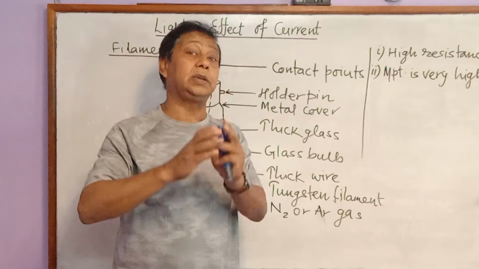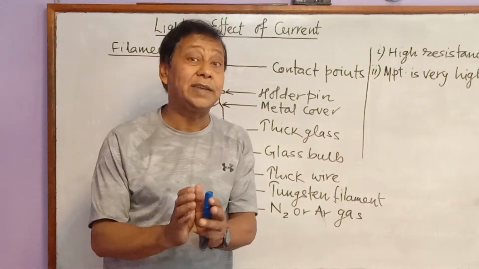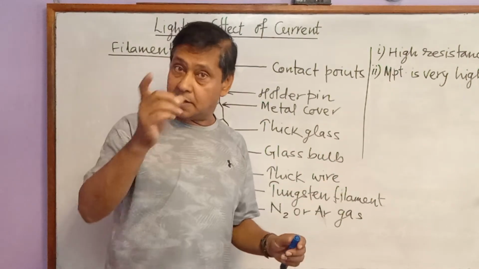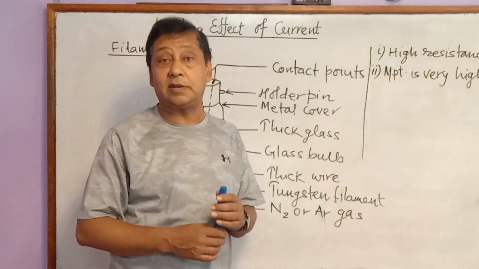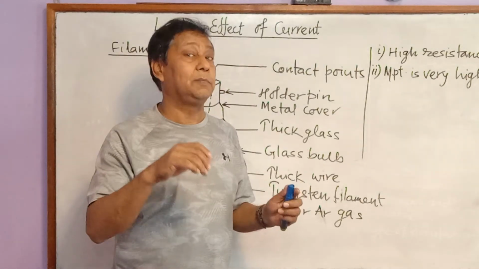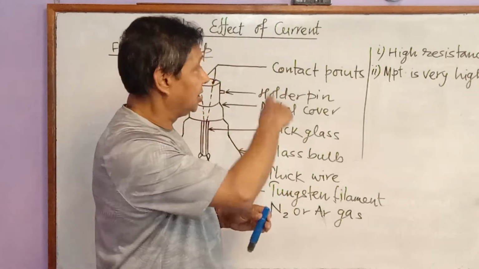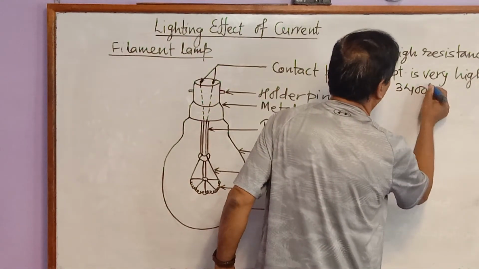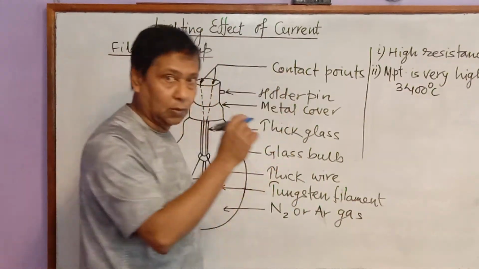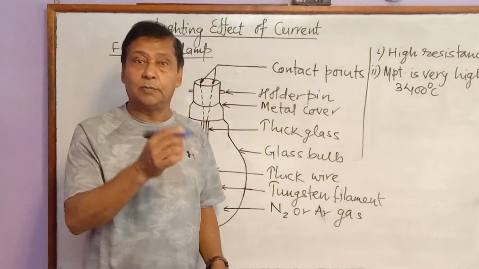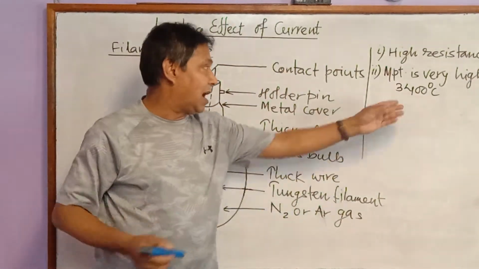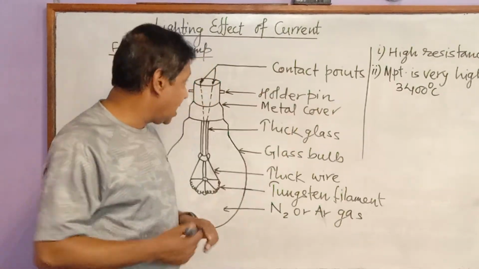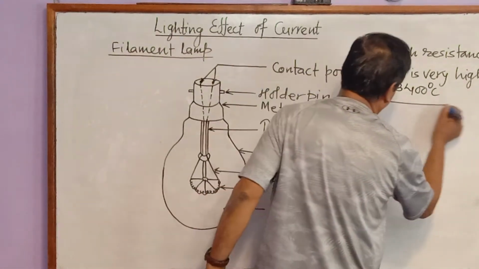it has to stay white hot for a long time at the temperature of 2900 degrees Celsius. Most metals melt at this temperature, but its melting temperature is very high, 3400 degrees Celsius. That's why it doesn't melt, and so this metal is selected. Other metals melt at this temperature. Now let's go to the second point.